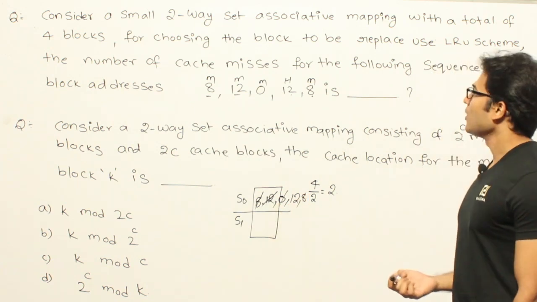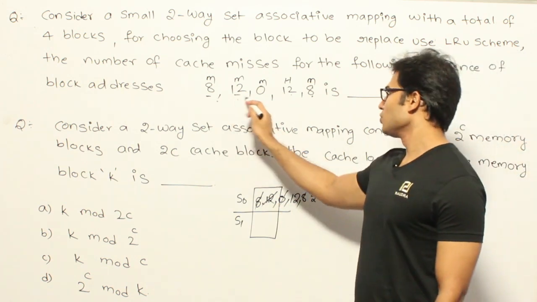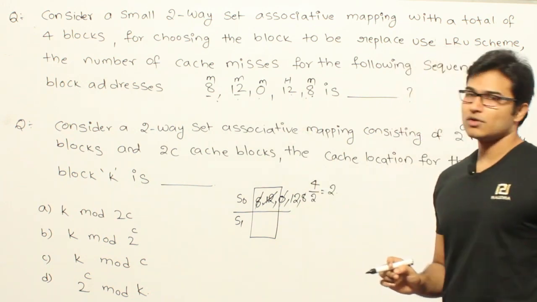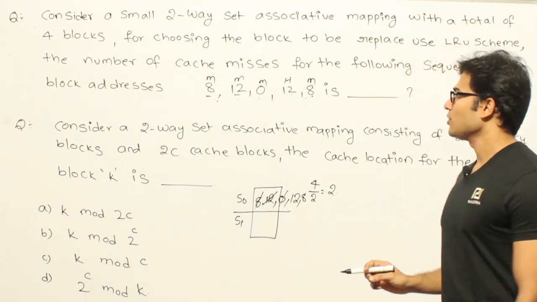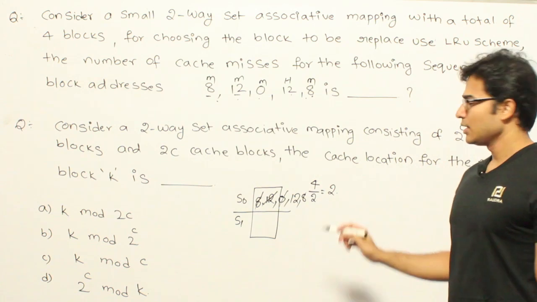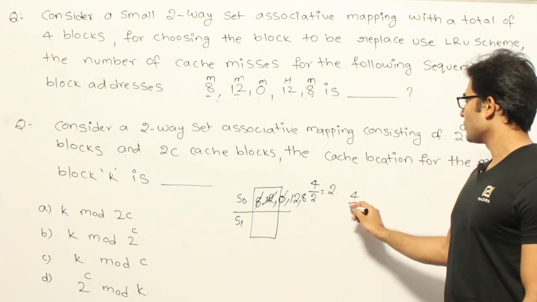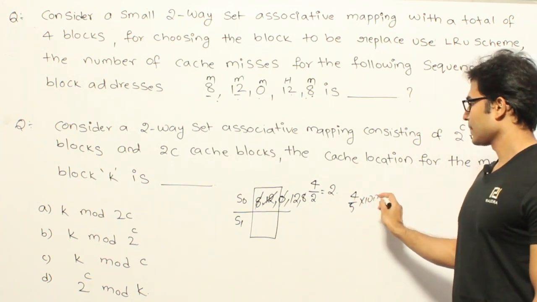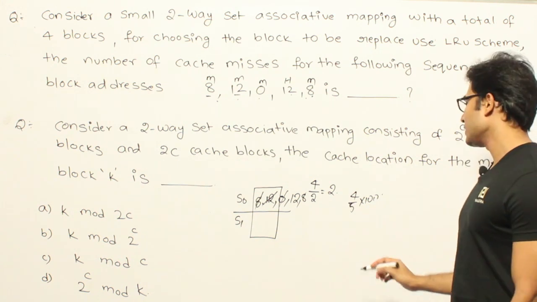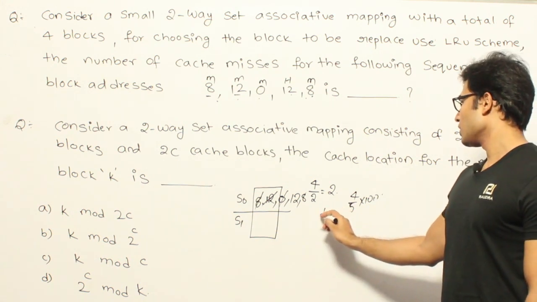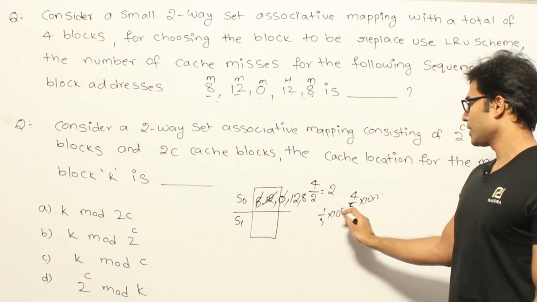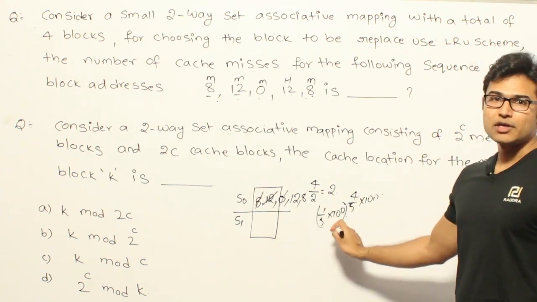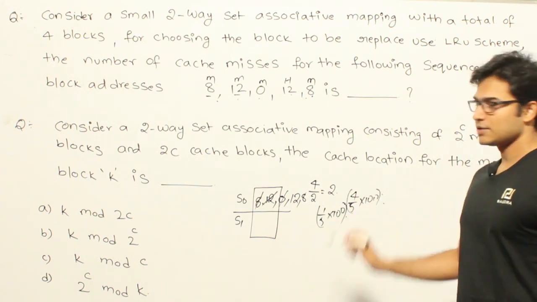Okay, now how many misses are there? 1, 2, 3, 4. 4 misses are there out of 5. So if you want to find out the miss rate and hit rate, the miss rate is going to be 4 by 5 into 100, right? And what about the hit rate? Hit rate is going to be 1 by 5 into 100. That is how you calculate miss rate and hit rate, right? 20% hit rate and 80% miss rate.